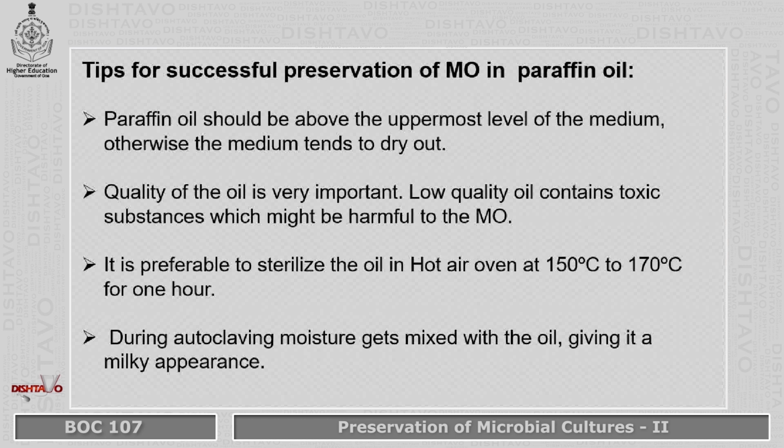Next, quality of oil is very important. If we use low quality oil, there are chances that this oil contains a lot of toxic substances which interfere with the growth of microorganism and lead to contamination. Next, it is preferable to sterilize the oil in the hot air oven at 150 degrees Celsius to 170 degrees Celsius for 1 hour. Now this is done because if you autoclave the liquid oil, there are chances that moisture gets mixed with the oil, giving a milky appearance.